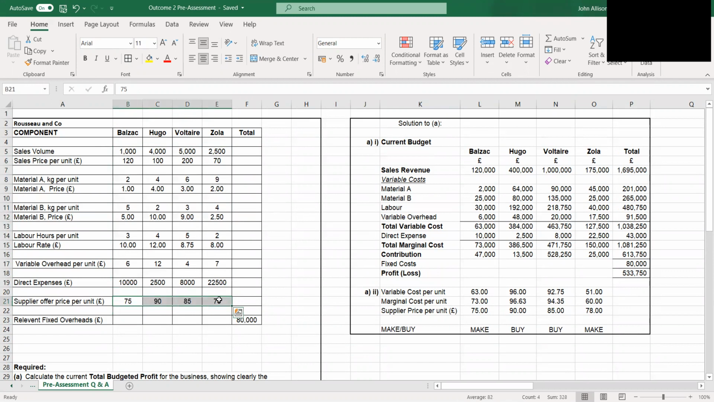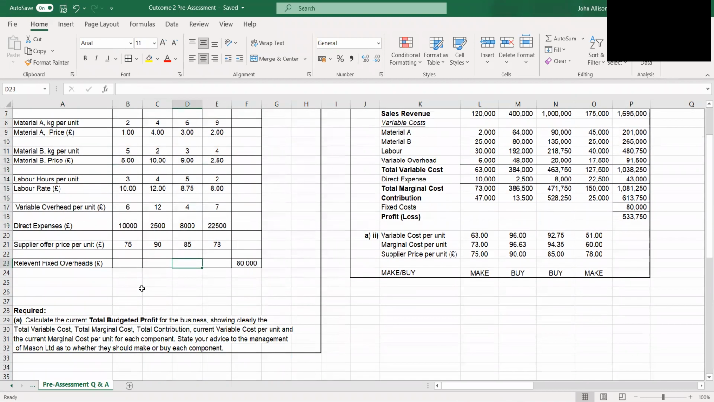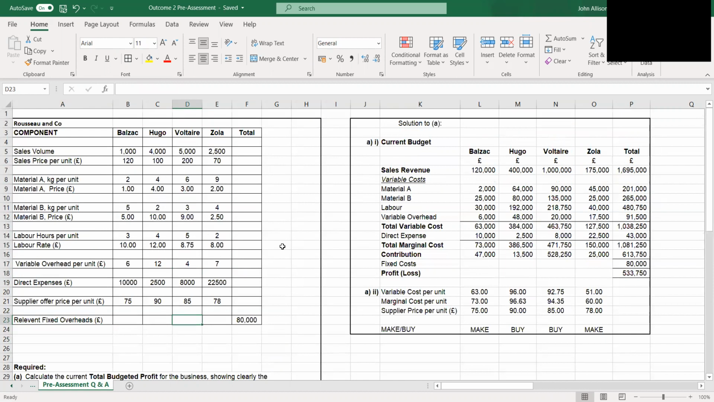Then we compare it to the supplier price, and we've got to see whether or not we would make or buy each component. So what we're required to do is calculate the total current profit, the total budgeted profit for the business, showing total variable cost, total marginal cost, total contribution, and the variable cost and the marginal cost per unit. Then state advice as to whether we would make or buy each component. So to calculate profit, it's going to be sales, take away total costs.